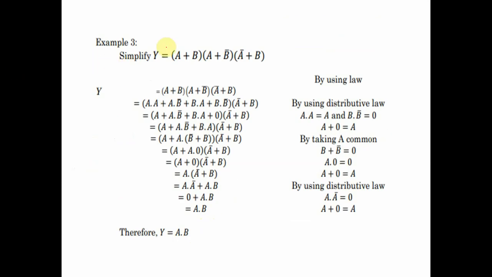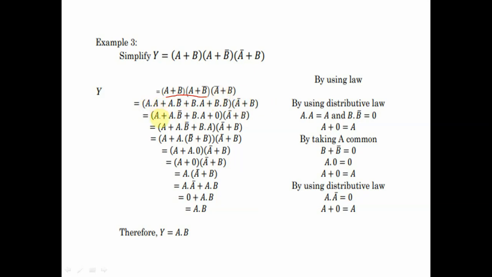Now the second example is y is equal to AB plus AB bar plus AB. Multiply these two terms first. Here I take this A multiplied with this A, so A into A, plus this A multiplied with B bar, so A into B bar. Now this B is multiplied with A, so B dot A, and this B is multiplied with B bar, so B into B bar, and in the bracket this term is as it is.